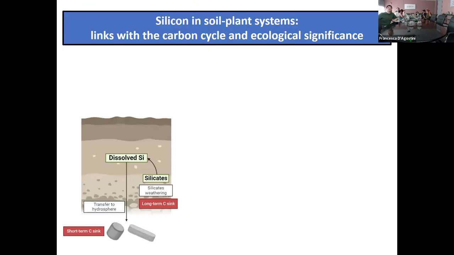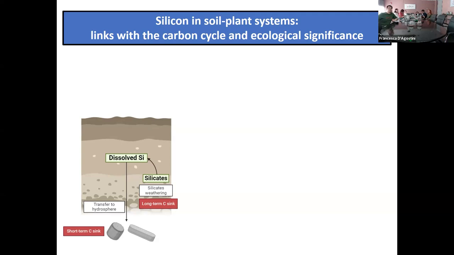I didn't start to work on silicon by working on plant silicon. I really come from soil science and biogeochemistry, and silicon cycling really matters for different reasons. This is a very simplified way of seeing soil plant systems. The weathering of silicates in soil consumes CO2 on geological timescales. So we have this carbon silicon interaction on long timescales, and you also have this dissolved silicon transfer towards the hydrosphere and the diatoms in marine ecosystems. And the diatoms are a very important marine carbon pump. So silicon is really rooted in long-term biogeochemical cycles.